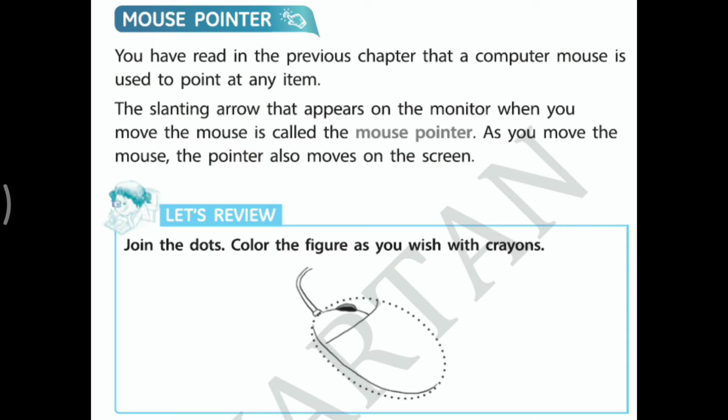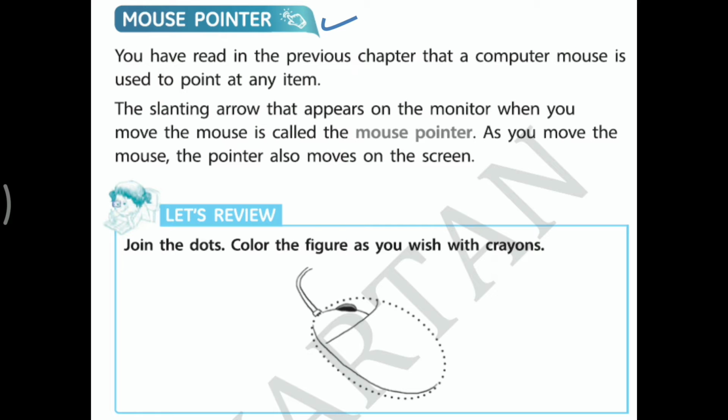We will start from the mouse pointer. So what is a mouse pointer? Students, we read in the previous chapter number 3 that a computer mouse is used to point at any item. It means it helps us to point at any item which is on the monitor. So students, the mouse pointer.